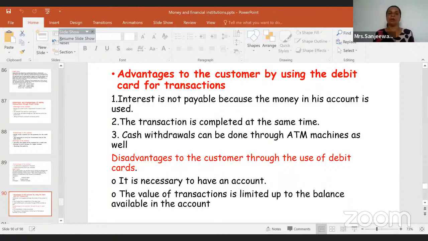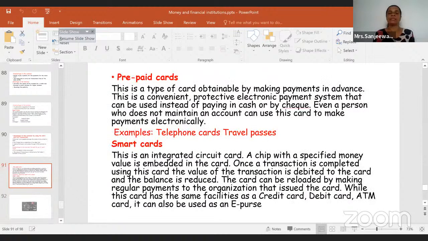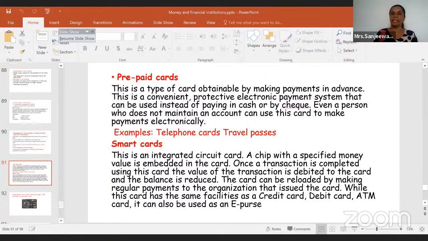Then prepaid cards. The most common examples are telephone cards and travel passes, right? They are obtained by making payments in advance. Okay, so it is convenient and protective. It can be used instead of paying in cash or by check, right? Even when you don't have an account, you can use this card.